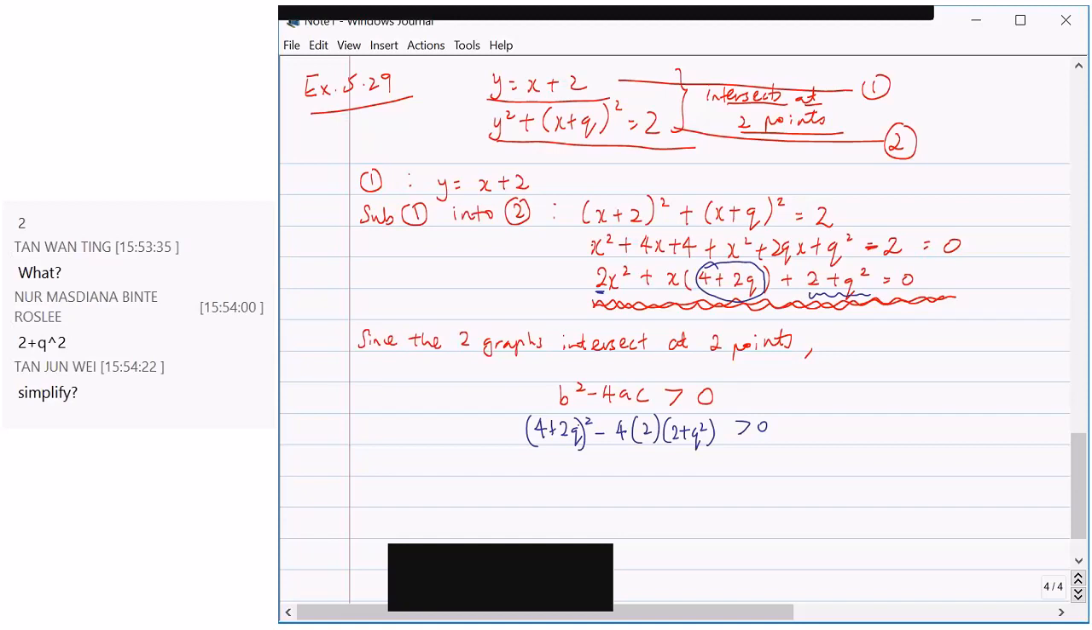So let's expand. 4 plus 2q whole thing squared. Upon expanding, I get 16 plus 16q plus 4q squared. I'm not going to show the details of how I expand. You all do the expansion yourself, okay? And then here becomes minus 16 minus 8q squared. Open up brackets, basically.